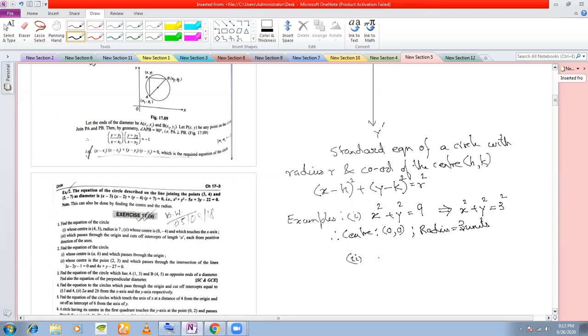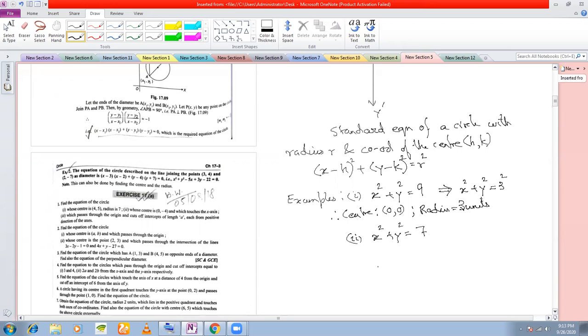Number 2. If I give you a circle, x square plus y square is equal to 7, then what is the center and radius? The center is obviously the origin. What is the radius here? This can be written as x square plus y square is equal to (square root of 7) square. That means the radius of this circle is root 7 units.